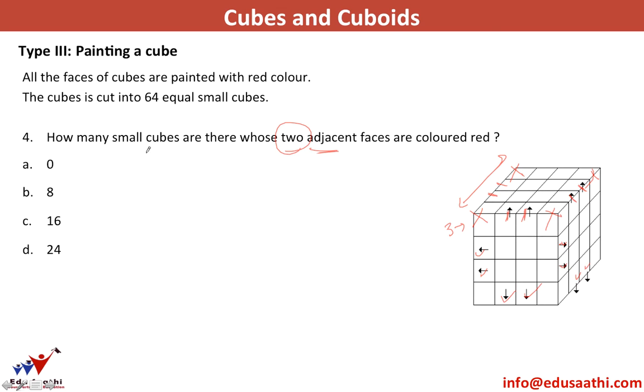And similarly, all these cubes which have an arrow marked are the ones which have 2 faces which are painted. So what was the formula? I have 12 edges into n minus 2. Why this 2? Because I delete the corner ones from each of the edges. What was n here? N was 4, so I have 12 into 4 minus 2, which is 12 into 2. The answer is 24.